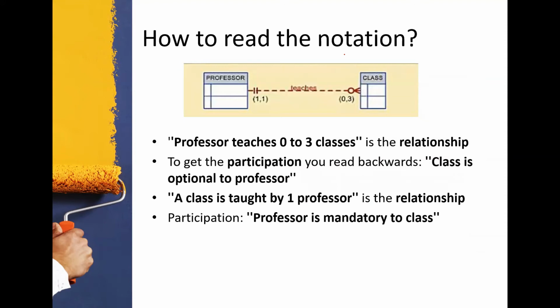Okay. So how to read the notation? Professor teaches 0 to 3 classes is the relationship. This one, this is the relationship. To get the participation, we want to know whether the participation is mandatory or optional. Where do we find out? We look at its shape. If you see a circle, this one we know as optional. What does optional mean? It means this professor can choose not to teach, and at most teaches 3. That is what optional means. That's why you see the circle here. This says class is optional to professor.